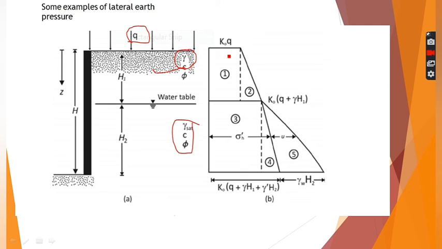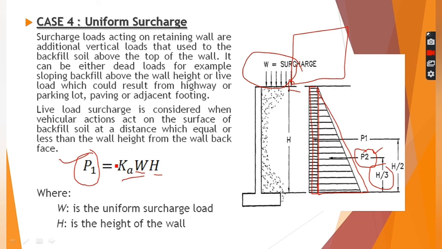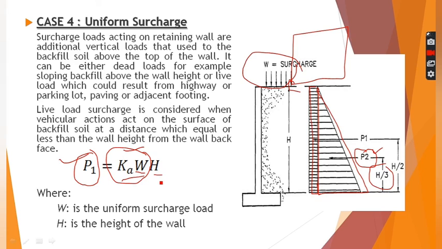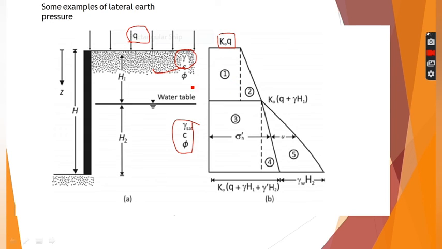wall, additional earth pressure, which will be K into Q. Okay, so this is K into Q, which is the additional pressure acting on this particular wall. Note here, right now I'm concerned only about pressure, which is K into Q here. If you multiply it with H, it will give you the force. So this is the first, you will draw the rectangle showing K0 into Q.